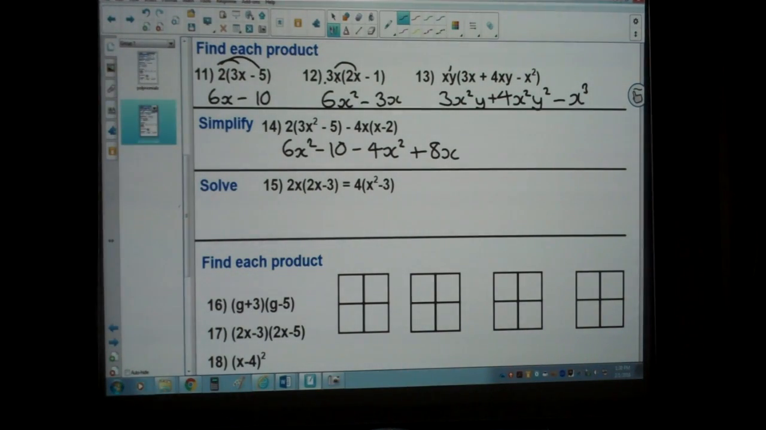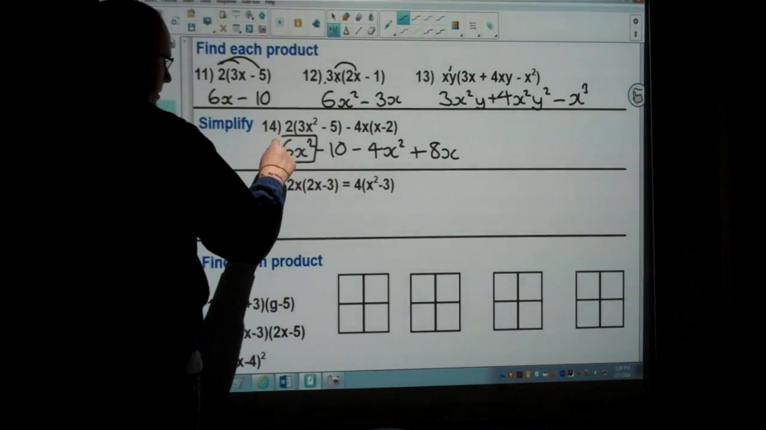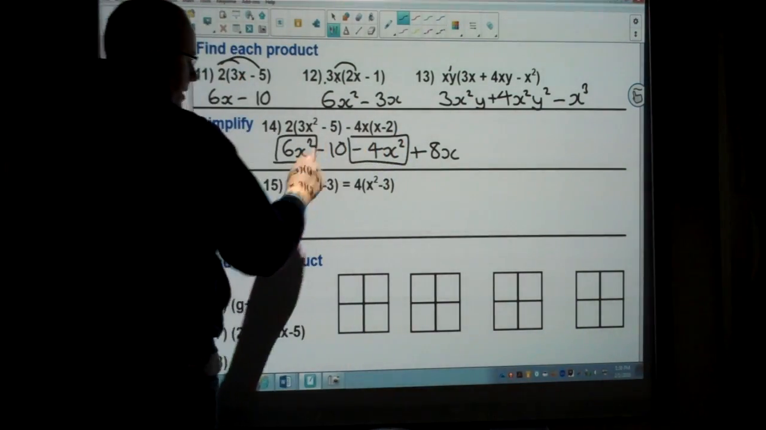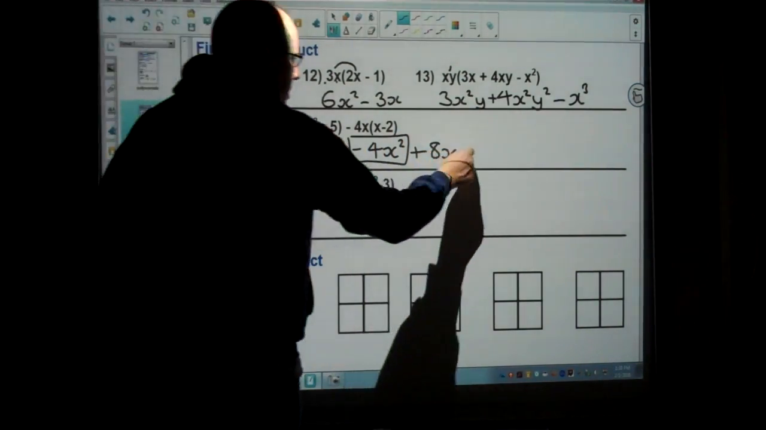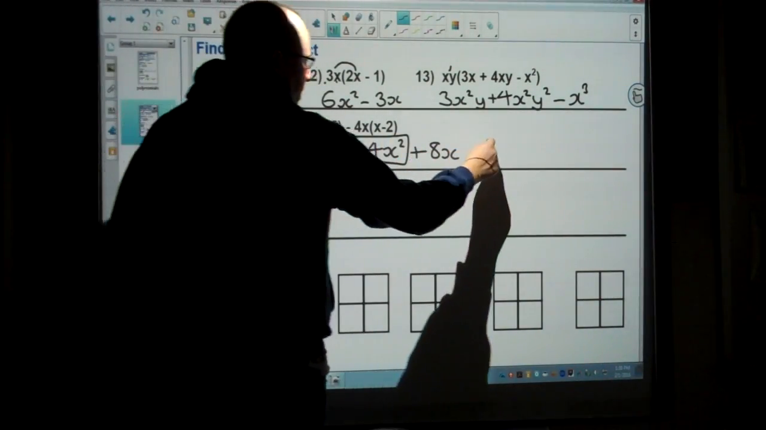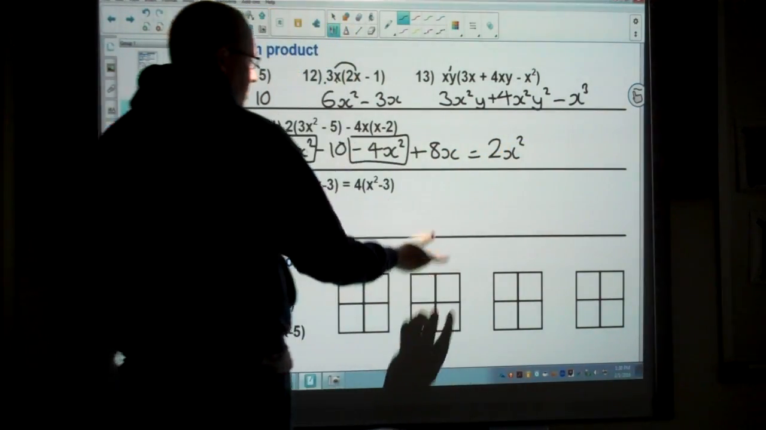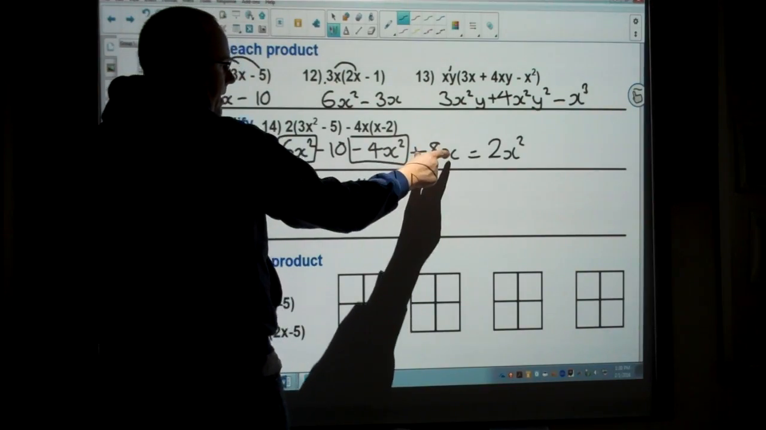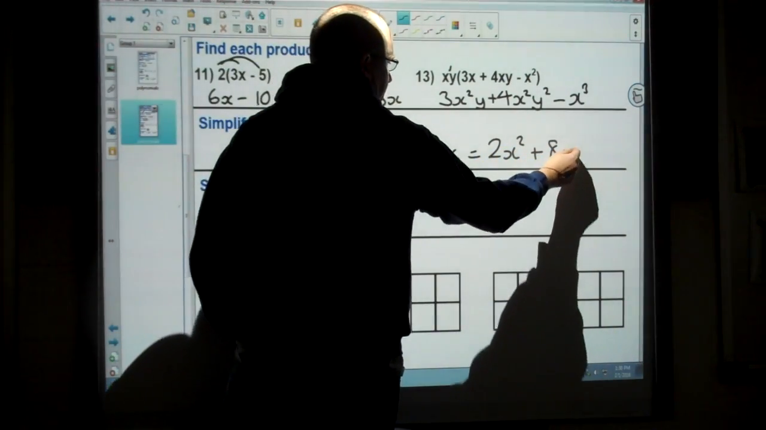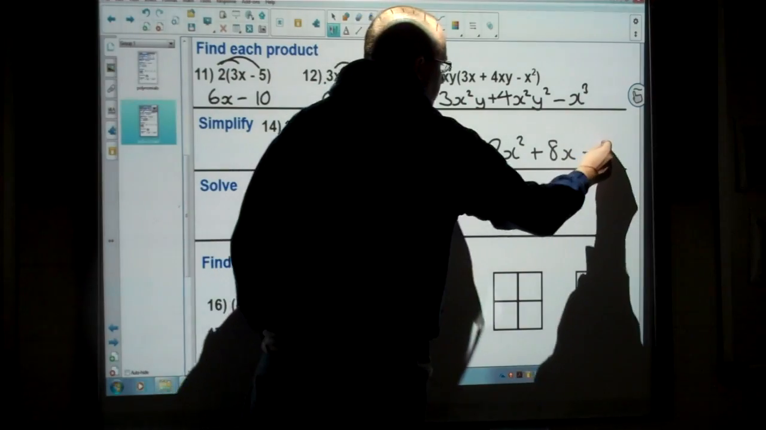Now what we're looking for here is, are there any like terms? So ones that have the same degree. And I can certainly see here that the 6x squared, take away 4x squared are certainly like terms. So 6x squared take away 4x squared is 2x squared. And then I'm going to put these in descending order this time, so plus 8x minus 10.